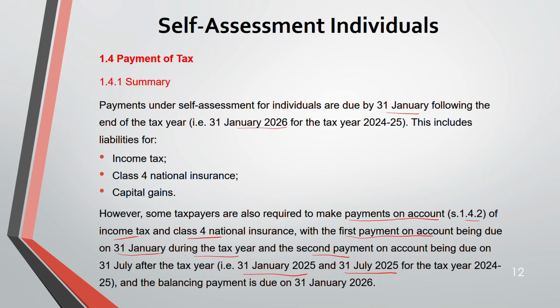And the third payment is your balancing payment, whatever is the balance. It is due 31st Jan following the end of the tax year, that means after the tax year. So 31st Jan 2025, 31st July 2025, 31st Jan 2026. 3 payments. These are the dates you have to remember.